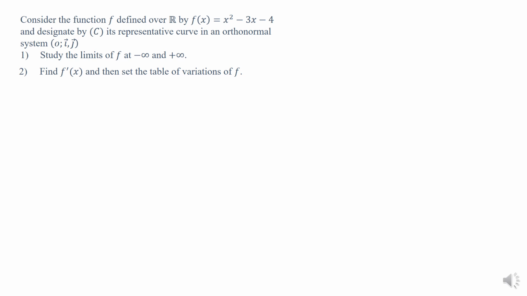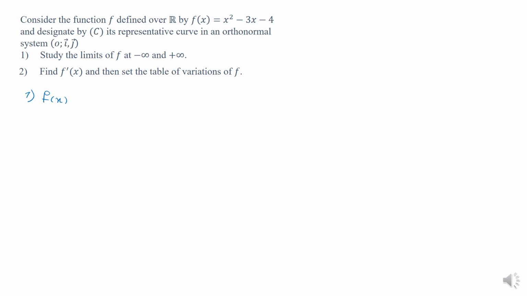C is the representative curve in an orthonormal system. Study the limits of f at negative infinity and positive infinity. Now part 1, we will study the limits at negative infinity and positive infinity, which are the endpoints of the domain.